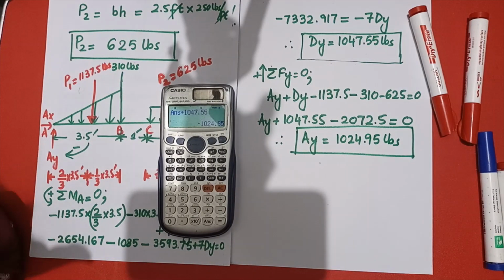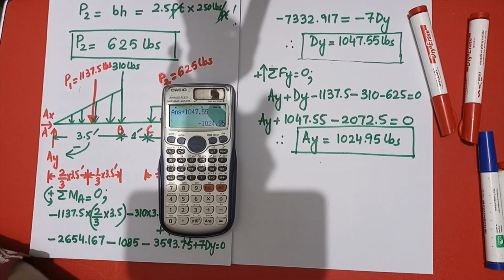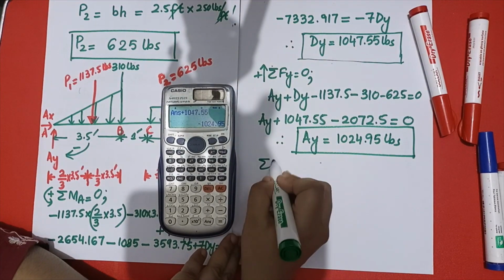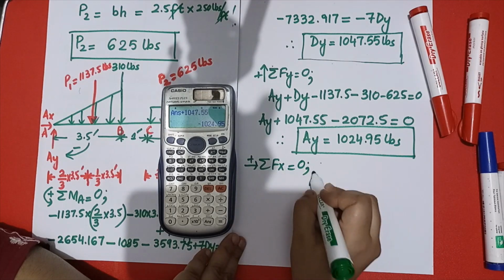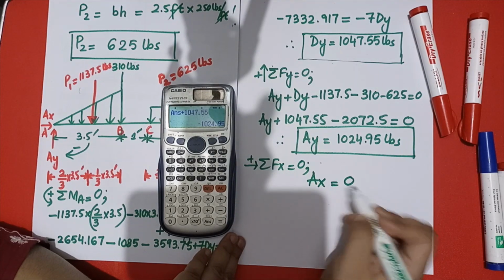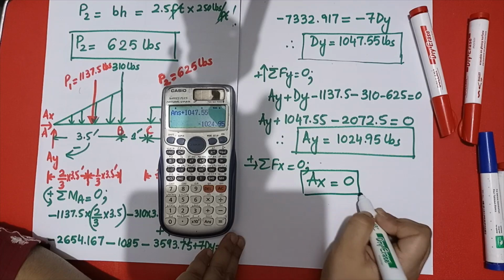This is all about the support reaction. This is the calculation for the support reaction. And one thing is left, because we were having a hinge support, so there was a horizontal force also, that is Ax. In this case there is no other horizontal force, so Ax will become 0.